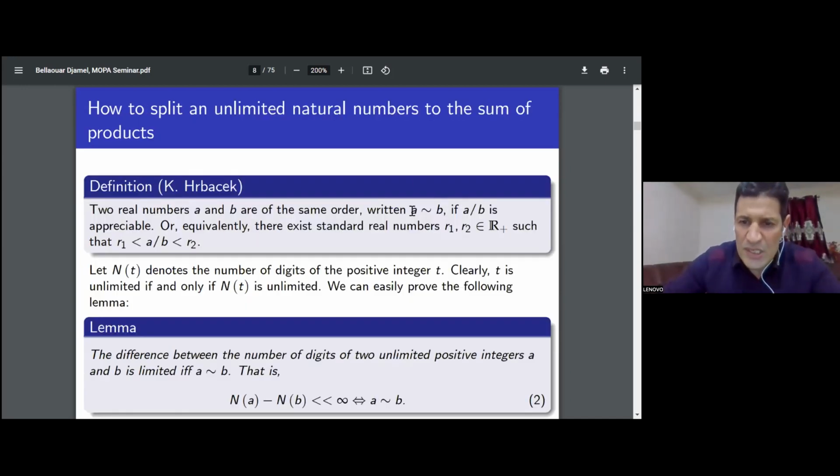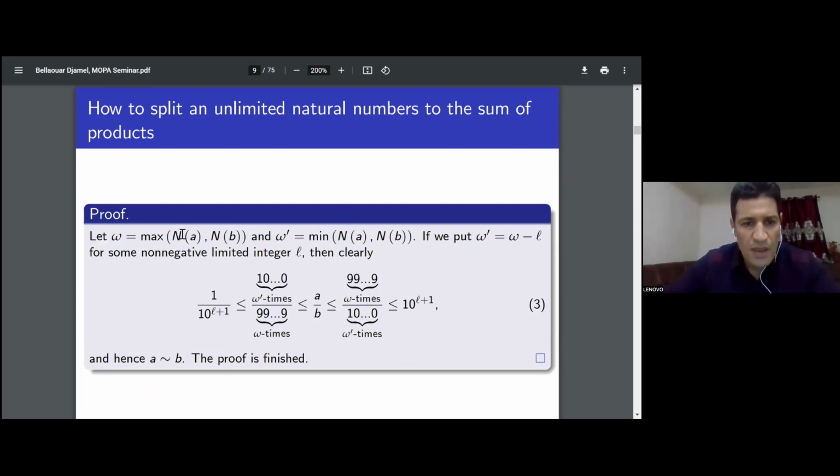We use this notation to say that A and B are of the same order, which means that the ratio A over B is appreciable. And here let n of t be the number of digits of the positive integer t. In this lemma, we give a necessary and sufficient condition for the unlimited integers A and B to have the same order, as you see in formula 2.